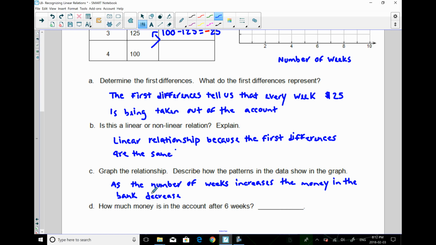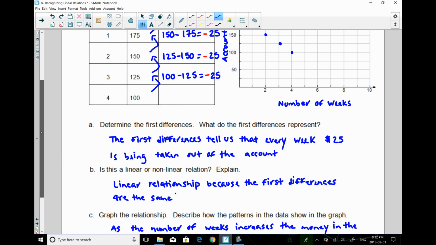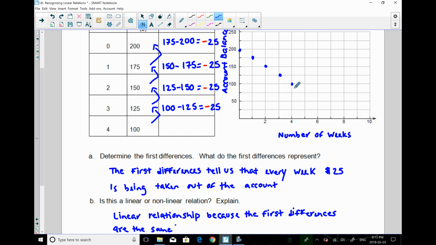Okay. How much is in the bank after 6 weeks? We can predict that by just following the pattern. So go down one more 25 for 5 weeks, and then for 6 weeks, or we could have just connected the dots with a line, and we'll know that at 6 weeks, so follow the graph, at 6 weeks there is $50 in the bank.